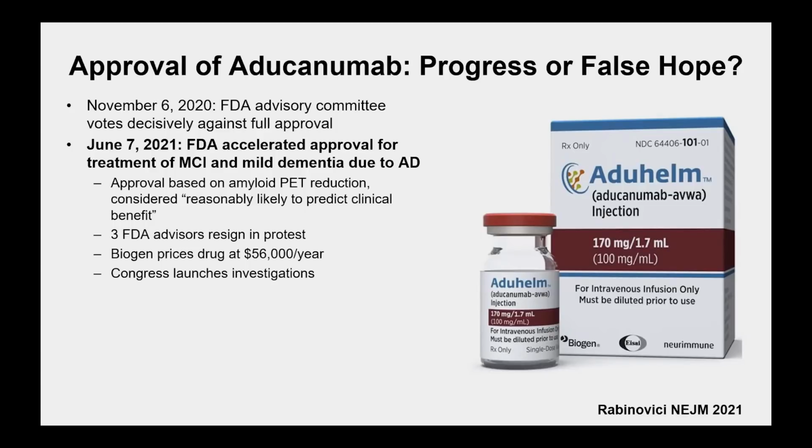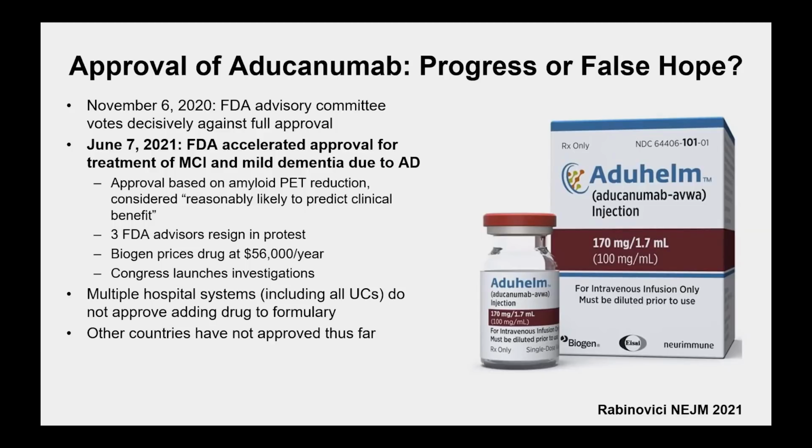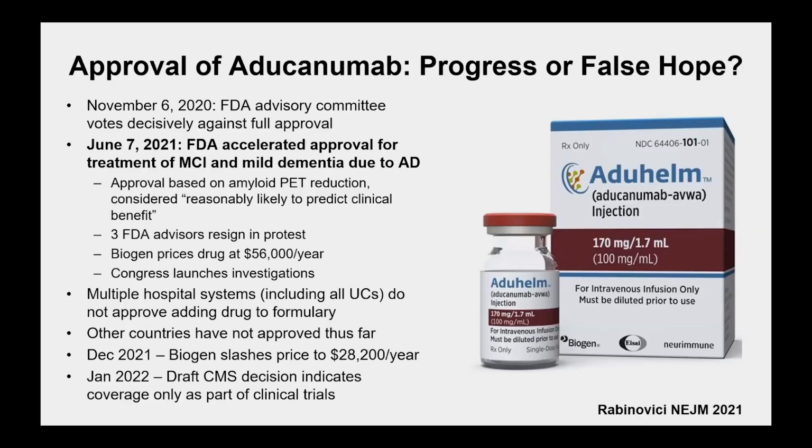So far, no results of those investigations have been publicized. A number of high-profile hospital systems, including all the UC hospitals, did not approve adding the drug to their formulary. Other countries have not approved the drug so far. In December of last year, Biogen slashed the price to about half, $28,000 per year.